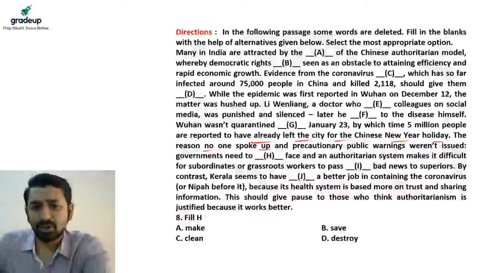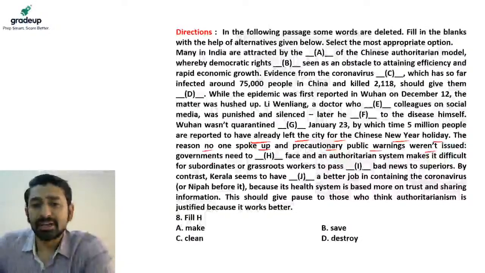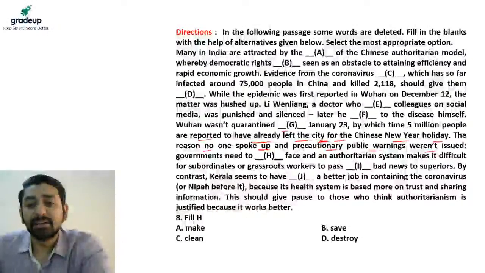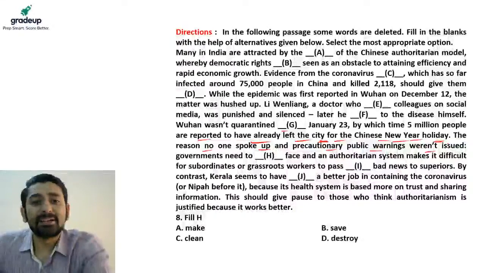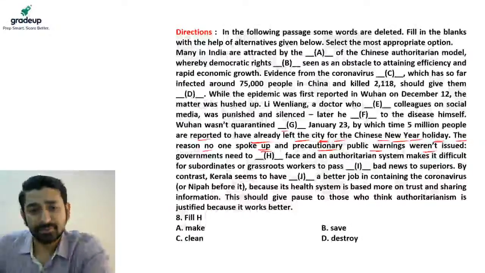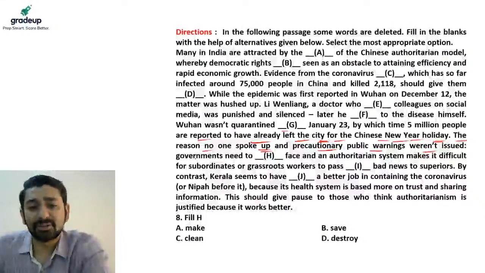The reason no one spoke up and precautionary public warnings weren't issued. That's the reason. Wuhan wasn't quarantined, by which time 5 million people had already left the city, Wuhan city, for the Chinese New Year holiday. Which means the epidemic started to spread. So that's the reason no one spoke up and precautionary public warnings weren't issued, because many people had already left.